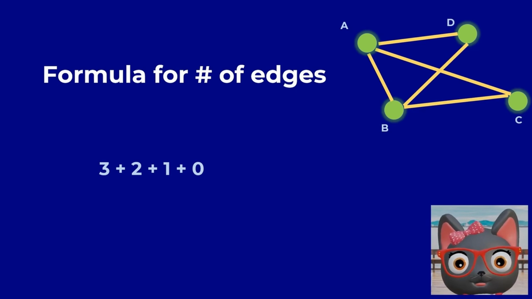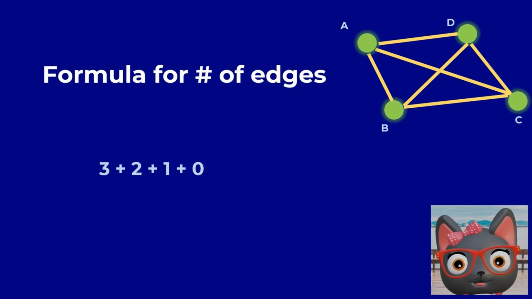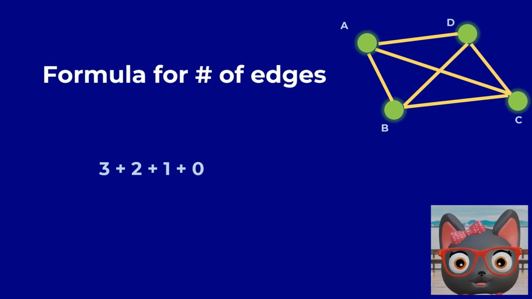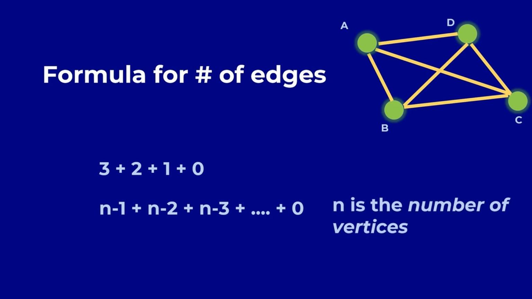Then we repeat the process at C. We have already considered the edge between A and C and B and C, so now there's only 1 edge remaining, the edge between C and D. Then by the time we get to node D, we have counted all the edges. So that's 3 plus 2 plus 1 plus 0 number of edges. Put another way, if there are n number of vertices, we have n-1 plus n-2 plus n-3 plus so on and so forth all the way to plus 0 to obtain the total number of edges.